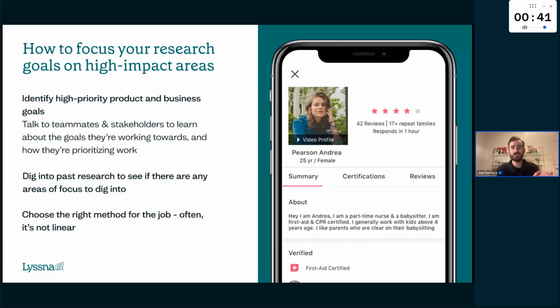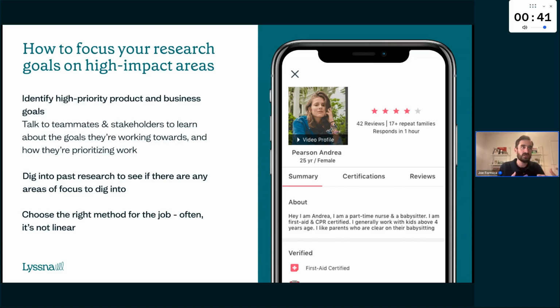So this is all about focus, right? Getting out of just defaulting to an exploratory interview about the process in general and being a little more intentional about the goal and the method that you're using to figure it out. Some ways that we can focus our research goals and identify some of these high-impact areas is, number one, to talk to teammates and stakeholders to learn about what those goals are.